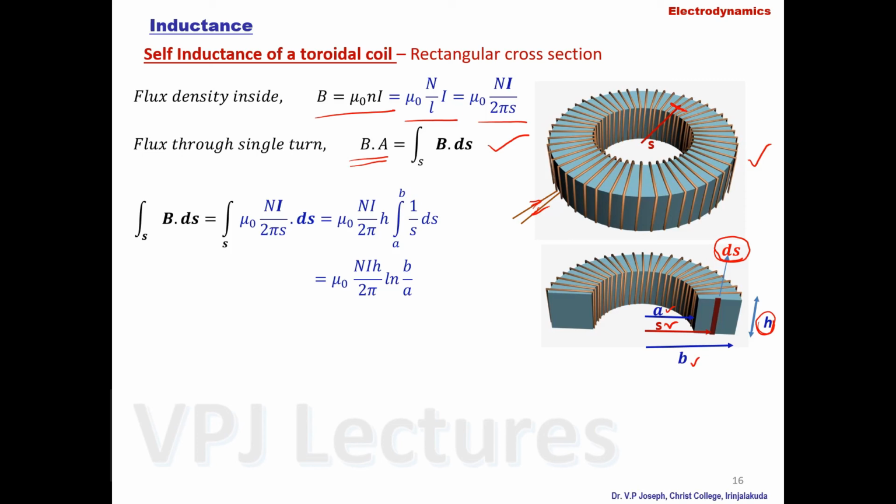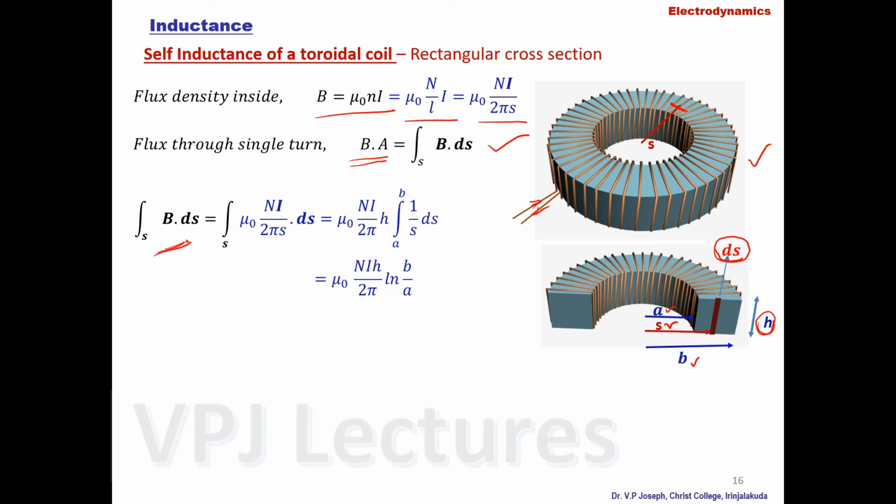There is no change, but as we move from a to b, its value is changing. So we have to find out surface integral B dot ds by integrating from a to b with respect to ds. We are assuming that h ds is taken, and we will integrate h ds from a to b. There is no change in the direction of h, so h into ds is the flux area associated with that. So B h ds is integrated between a and b.